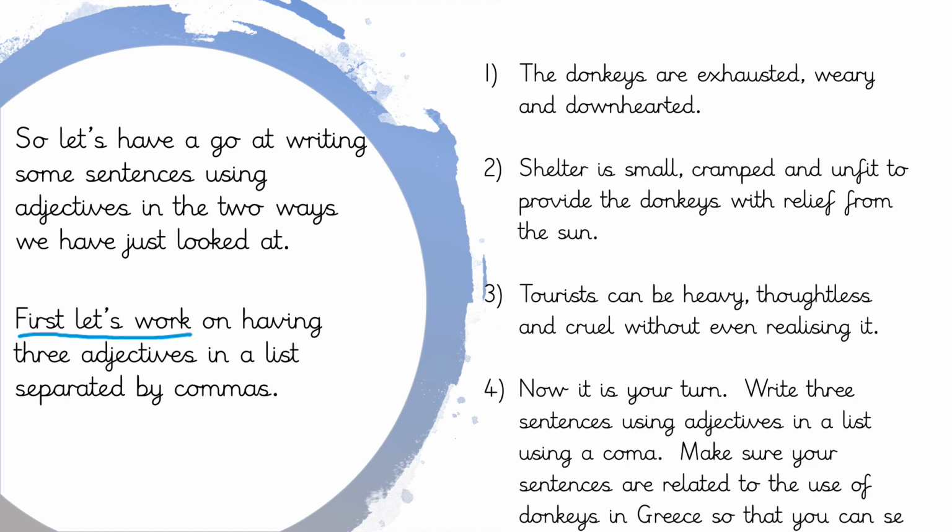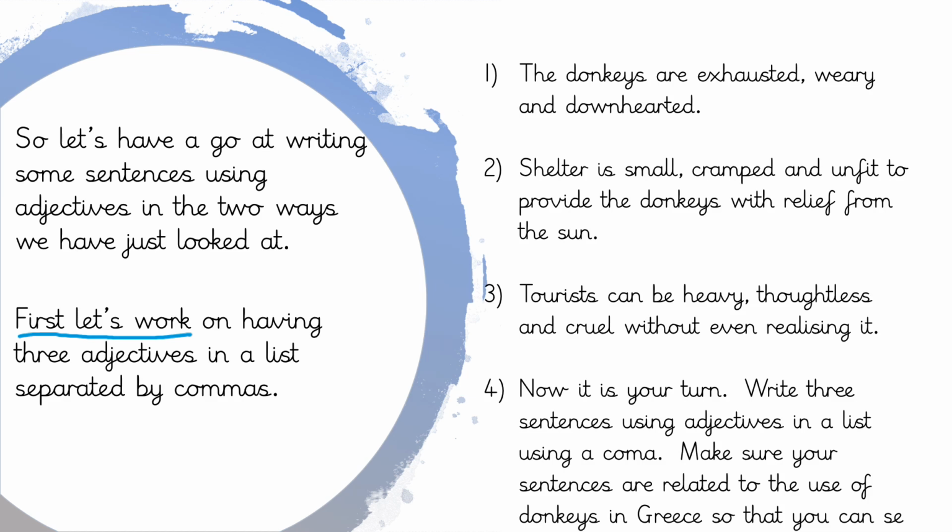Look at number 2. Shelter is small, cramped and unfit to provide the donkeys with relief from the sun. There's a bit more information in that sentence, but I've still separated my group of 3 adjectives, small, cramped, unfit, using a comma. And those adjectives describe the noun, which is the shelter. Let's have a look at number 3. Tourists can be heavy, thoughtless and cruel without even realising it.